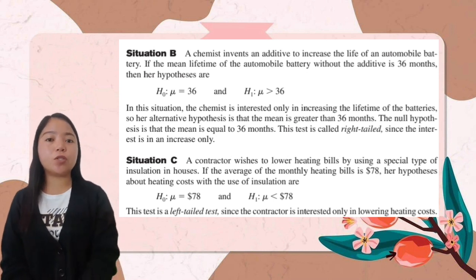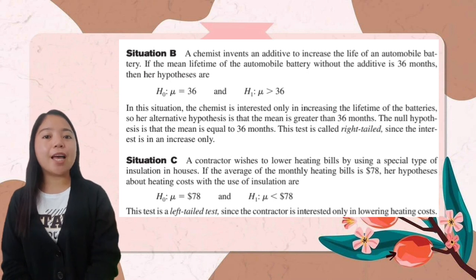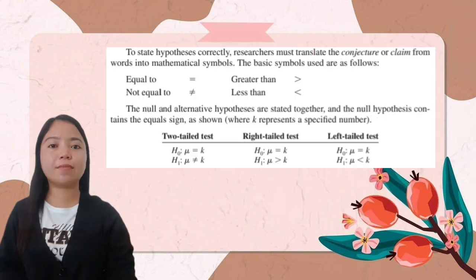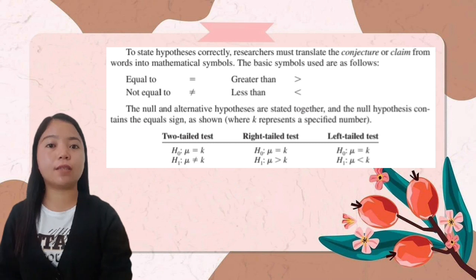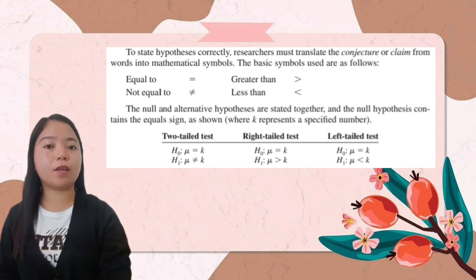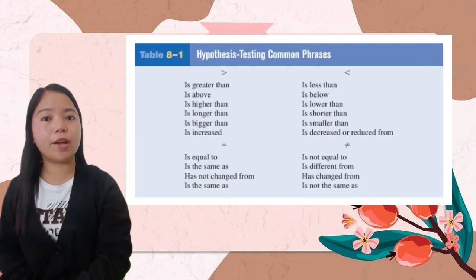The third, situation C. A contractor wishes to lower heating bills by using a special type of insulation in houses. If the average of the monthly heating bills is $78, her hypotheses about heating costs with the use of insulation are like this. This test is a left-tailed test since the contractor is interested only in lowering heating costs. This clearly shows three different statistical studies: the two-tailed test, the right-tailed test, and the left-tailed test. The other one is the hypothesis testing common phrases.